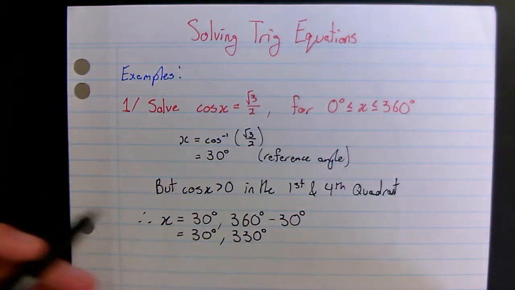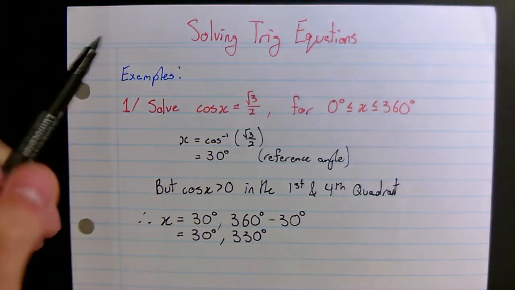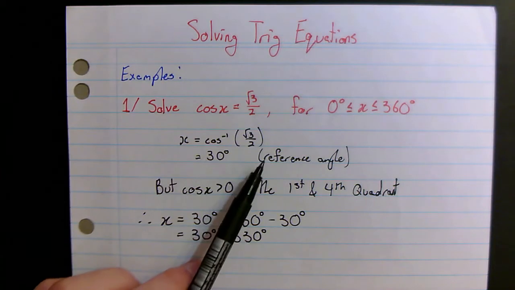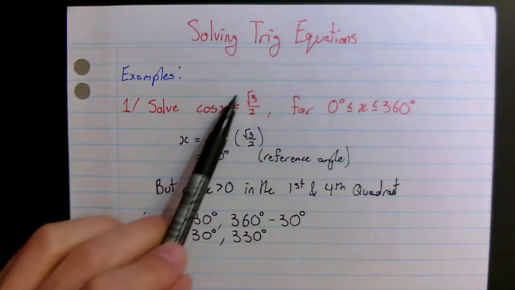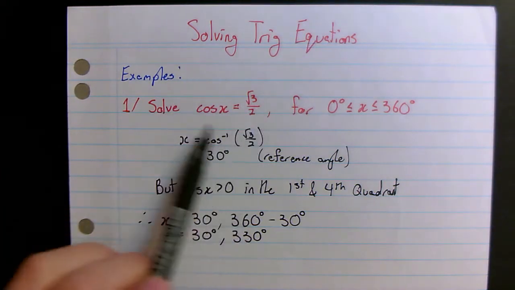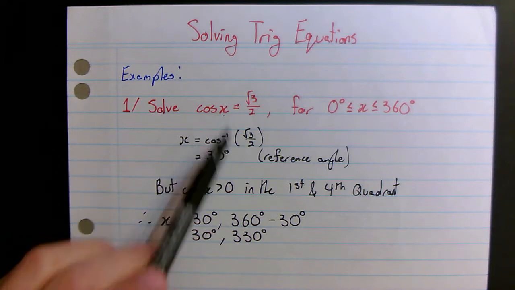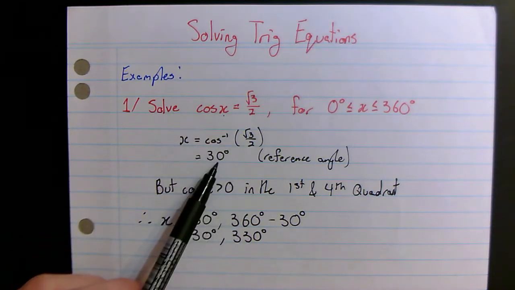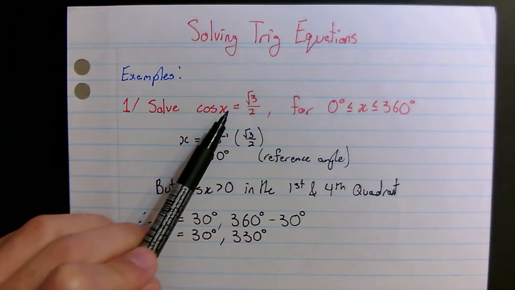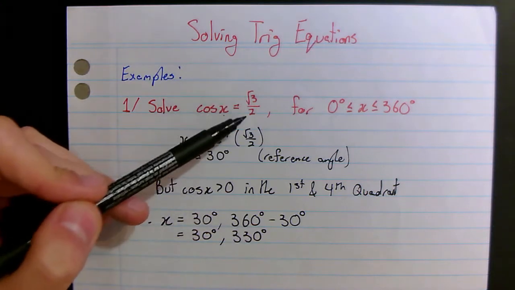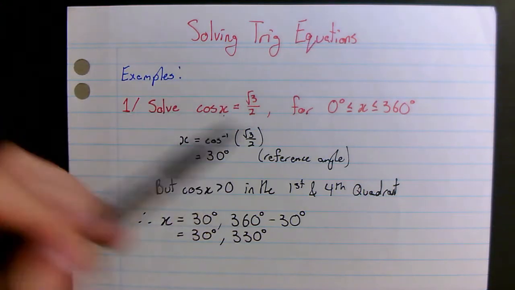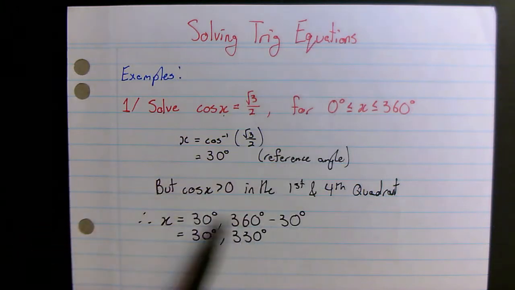So this is the basic process of how to do these questions. Your first step is to find the reference angle by solving for this angle x. Once you've got that, you then need to identify what quadrants it exists in by observing whether this is positive or negative. And then you adjust for the domain and you work accordingly.